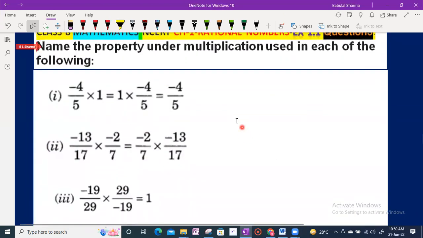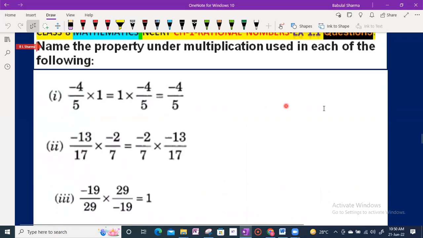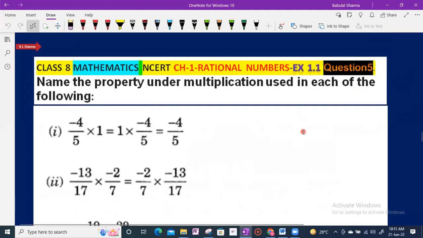Next question. Name the property under multiplication used in each case. What is one? One is the multiplicative identity. Why is one the multiplicative identity? Because when any number is multiplied by 1, the value does not change. So this is question number 5.